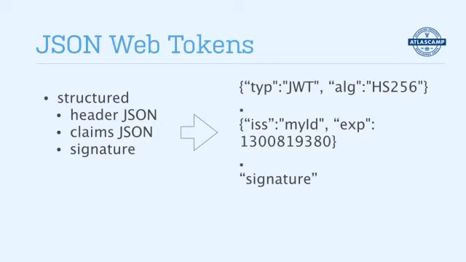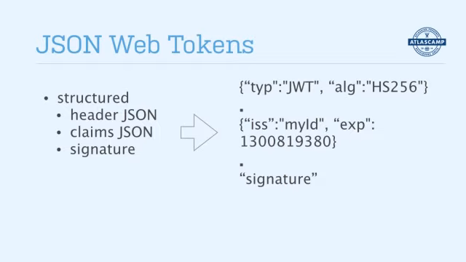The claims in the middle is where the real meat is. This is the interesting stuff. So it says, oh, this is the issuer, and it expires at this time. Don't consider it valid after this time. It also has a bunch of other standard claims that are part of the JWT protocol, and the JWT protocol allows you to add custom claims, and we've done that. We've added one particular custom claim, which I'll come to in a minute.